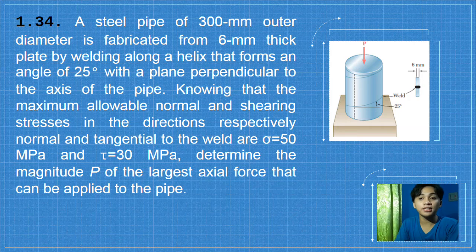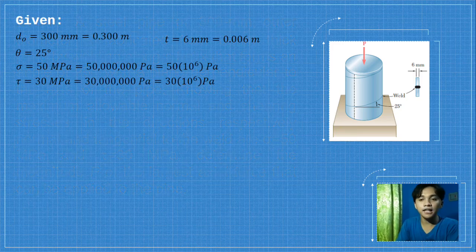Now, to understand more about the topic, let's answer problem 1.34, applying the concept of stress. The problem states that a steel pipe of 300 mm outer diameter is fabricated from 6 mm thick plate by welding along a helix that forms an angle of 25 degrees with a plane perpendicular to the axis of the pipe. Knowing that the maximum allowable normal and shearing stresses in the directions respectively normal and tangential to the weld are 50 megapascals and 30 megapascals, determine the magnitude P of the largest axial force that can be applied to the pipe. The given parameters of the problem are shown.